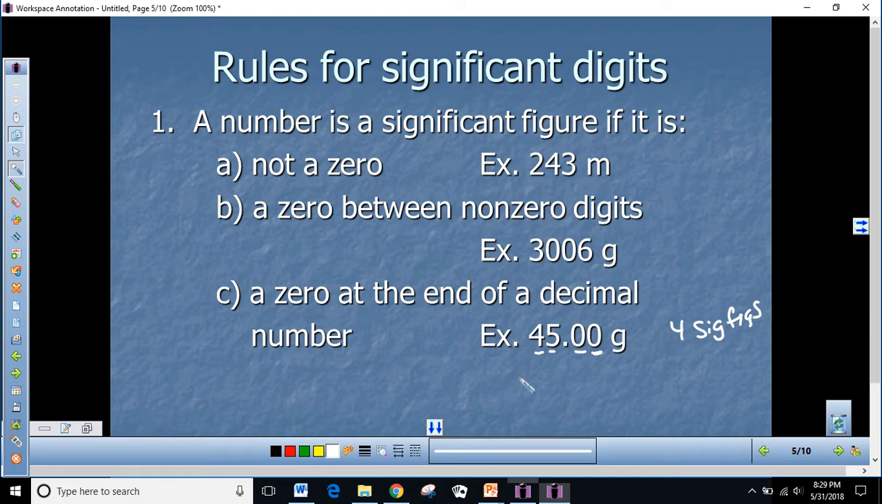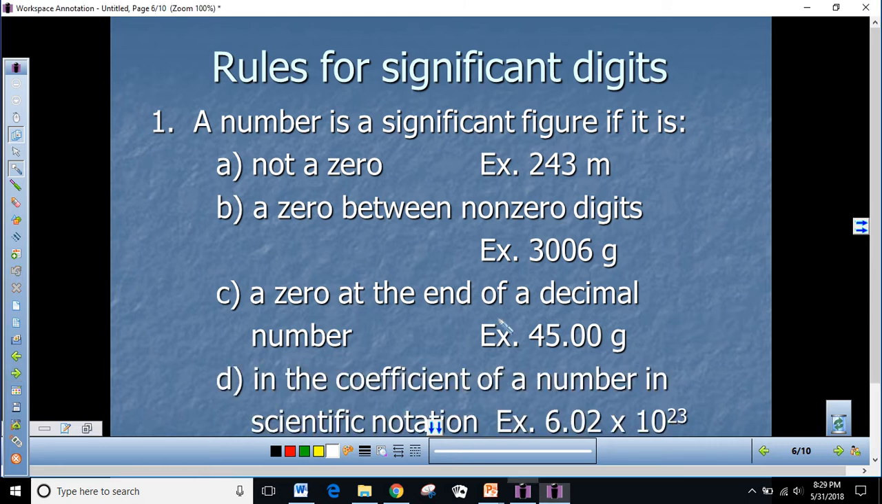Even if we had something like this, they all would count because of that decimal there. So all those are going to count: 1, 2, 3, 4, 5, 6, 7. That would be a very good instrument if you could go out that many decimal places. I don't think we've got any that good here, but that's okay.